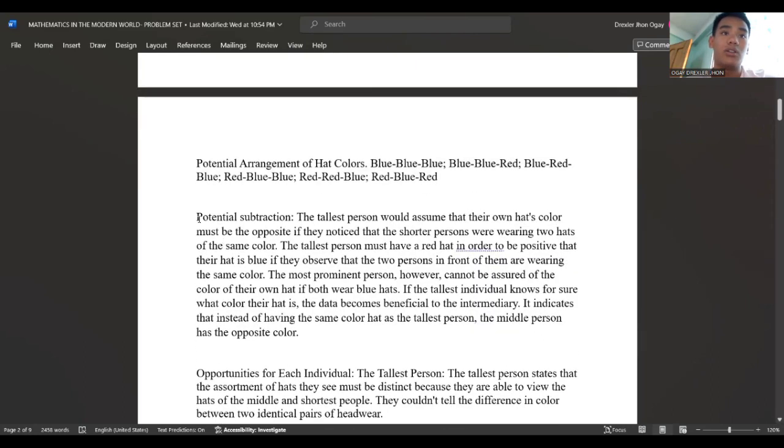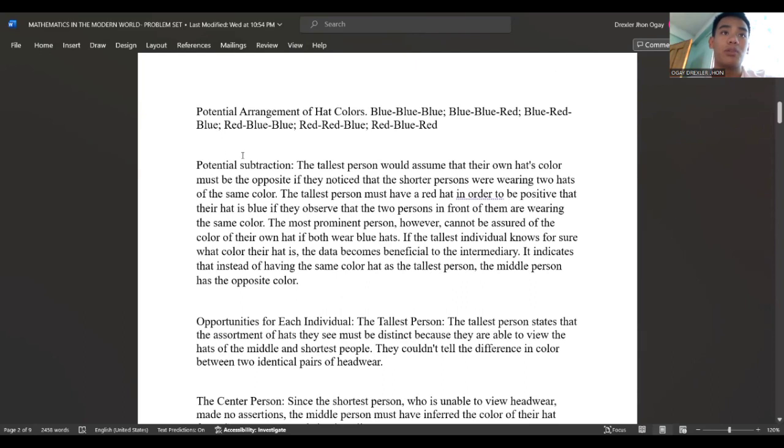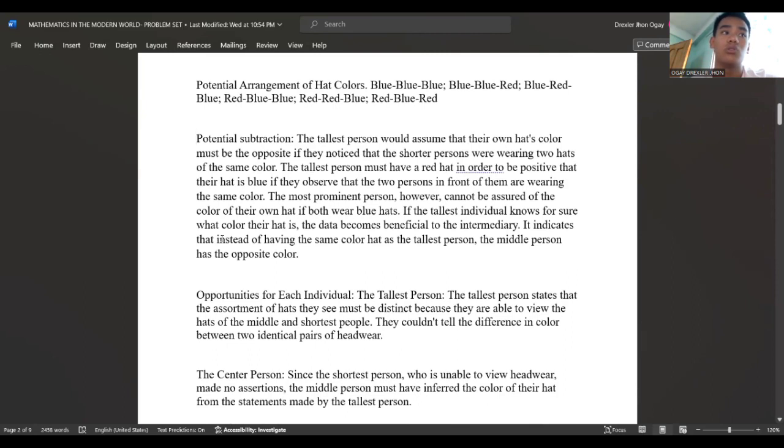Tapos gumawa ako ng key points ulit na may potential subtraction opportunities for each individual, and the center person. Itong tatlong to magkaka-align on how to devise the plan, kung paano na-formulate itong plano na to. Sabi dito sa potential subtraction, the tallest person would assume that their own hat's color must be opposite if they notice that the shorter persons were wearing two hats of the same color. The tallest person must have a red hat in order to be positive that their hat is blue, if they observe that the two persons in front of them are wearing the same color.